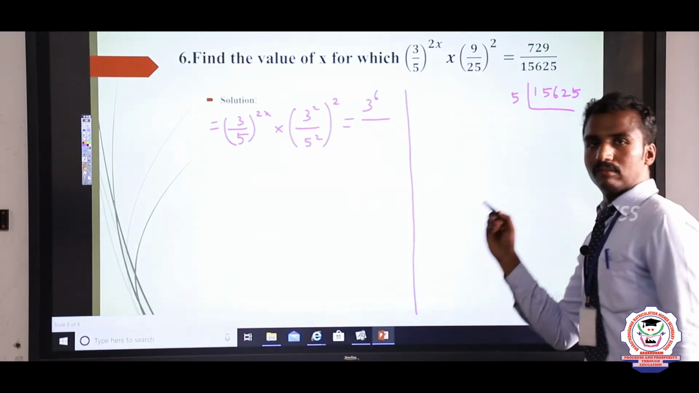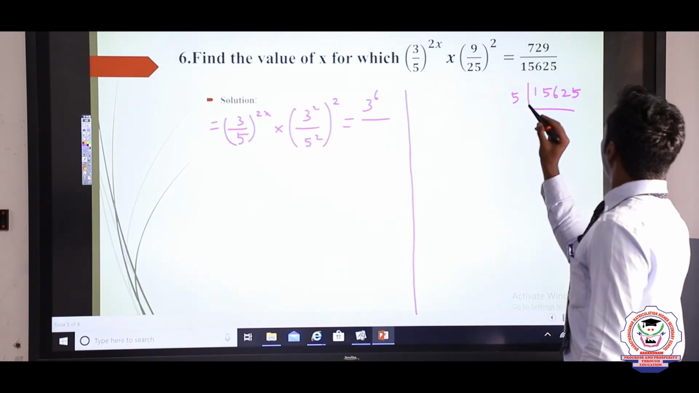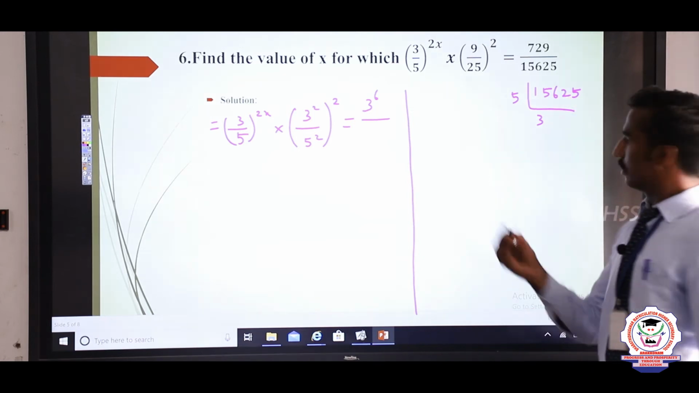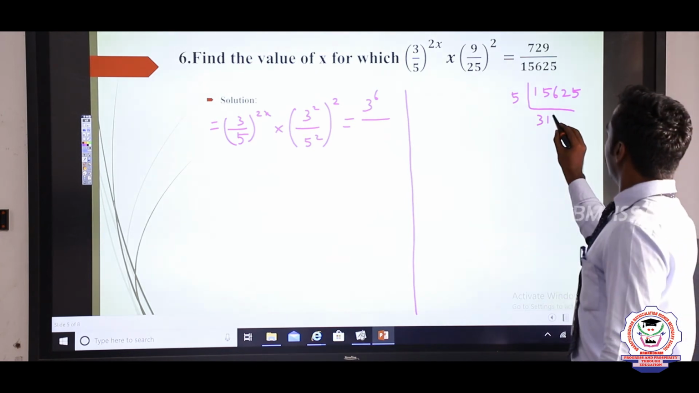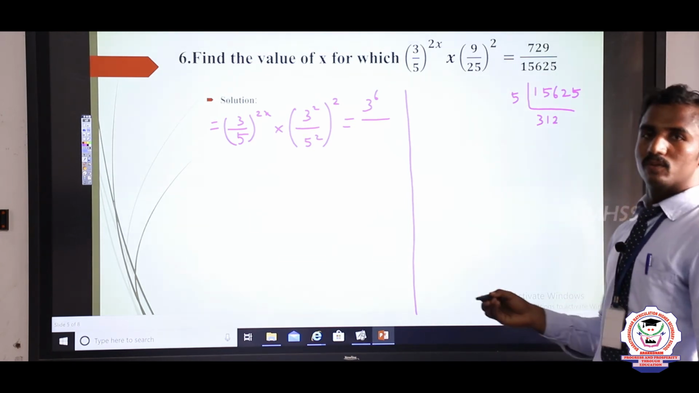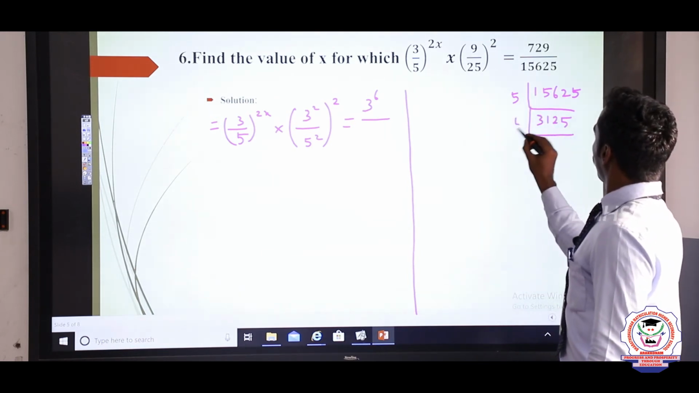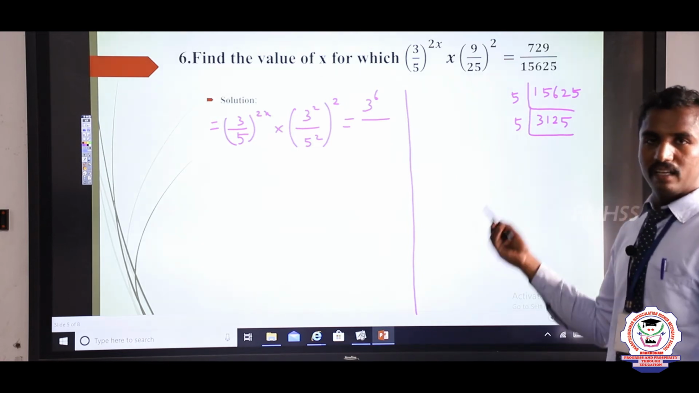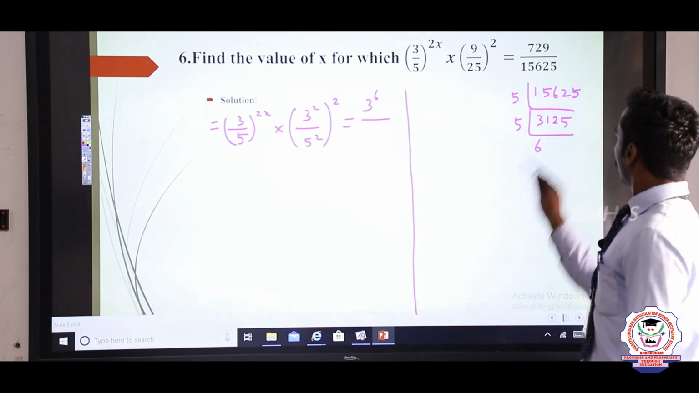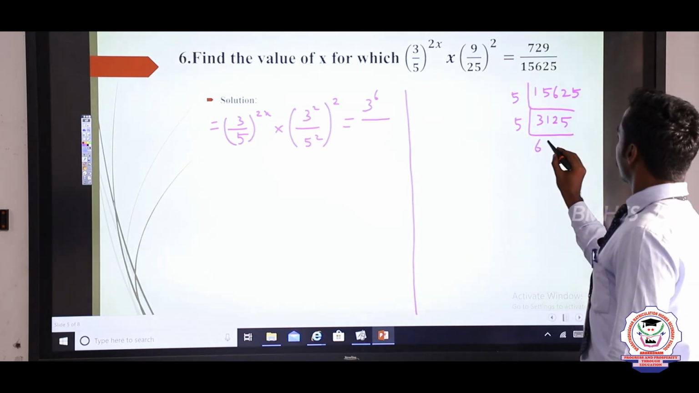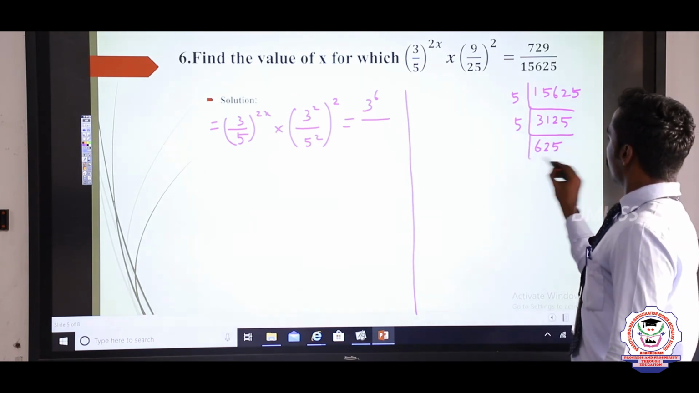First one is 1. 1 is not divisible by 5, so we take 15. 5 3s are 15. Next one, 6. 5 1s are 5. Remaining 1, 12. 5 2s are 10. Remaining 2, 25. 5 5s are 25. Next one, fifth table. 3 is not divisible by 5, so we take 31. 5 6s are 30. Remaining 1, 2. 5 2s are 10. Remaining 2, 25. 5 5s are 25.